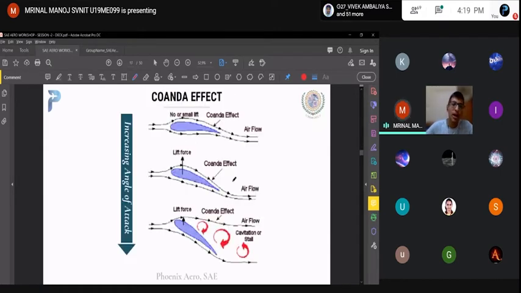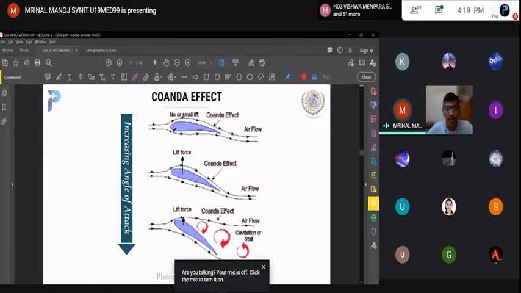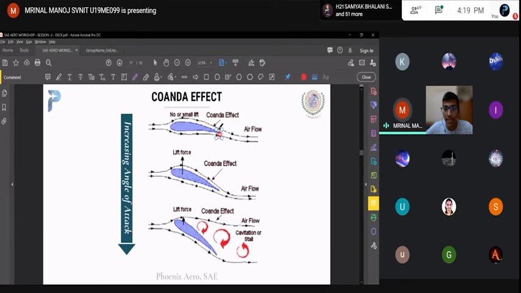Now, moving on to the Coanda effect, it had a small disadvantage: at sharp surfaces, the Coanda effect fails. There is no flow turning, it just cuts off straight. This was something the scientists couldn't explain as such.